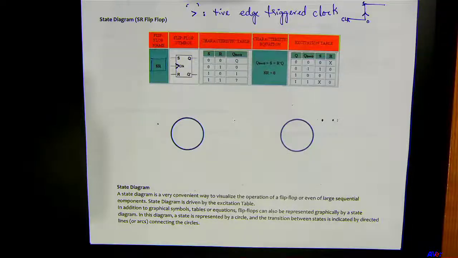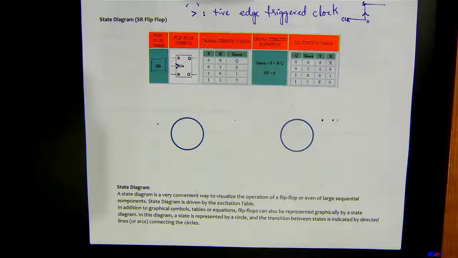Here's a small description right here. I'll just read it out real quick. It is a very convenient way to visualize the operation of a flip-flop or any large sequential circuit. State diagram is driven by the excitation table. In addition to graphical symbols, tables, or equations, flip-flops can be represented graphically by a state diagram. In this diagram, a state is represented by a circle, and the transition between states is indicated by directed lines or arcs connecting these circles.